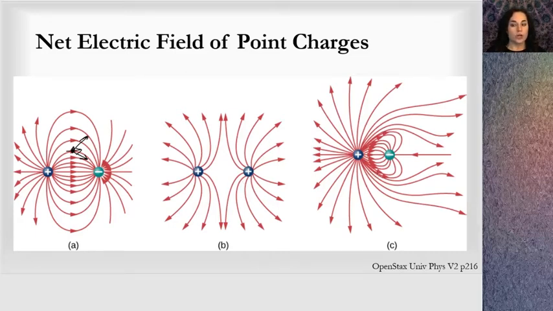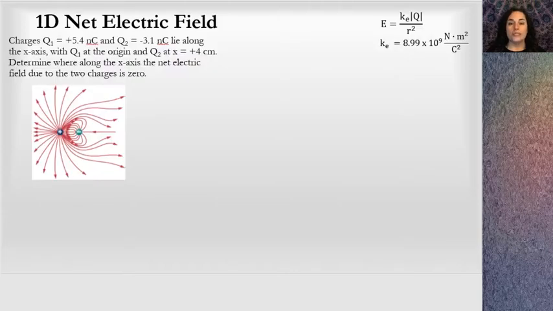The simplest charge distribution is just a 1D situation where we have charges on a line. And you can see that's what's going on here. I just chose the last picture there and made a problem around it. It says charges Q1, plus 5.4 nanocoulombs, and Q2, negative 3.1 nanocoulombs, lie along the x-axis with Q1 at the origin and Q2 at plus 4 centimeters.